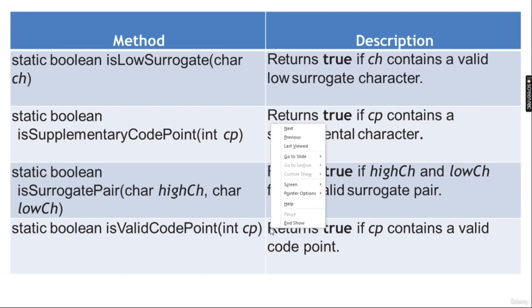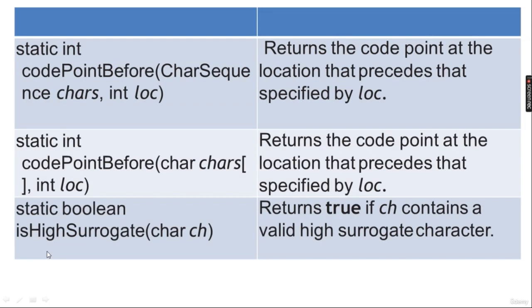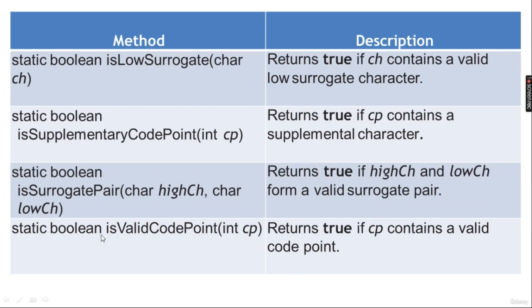So everything can be found out using these methods. This is for high surrogate, this is for isLowSurrogate, and this is for a supplementary code point. Everything is given in the table. So you just have to remember the syntax and what each method returns, and then you can easily find it out.